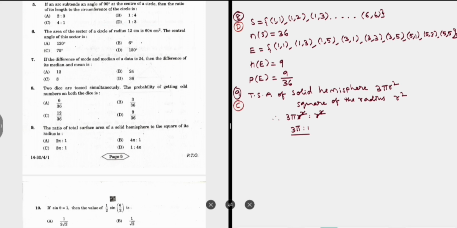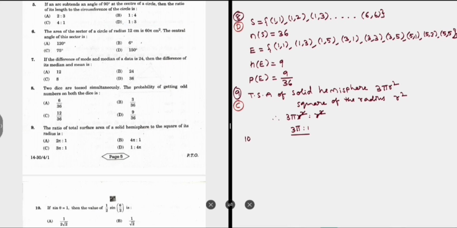Ratio of total surface area of solid hemisphere to the square of its radius. So like this we have to follow. We have to remember the formula and then find out the ratio. Question number 9 is done. Option C is correct. Now question number 10 is from trigonometry.